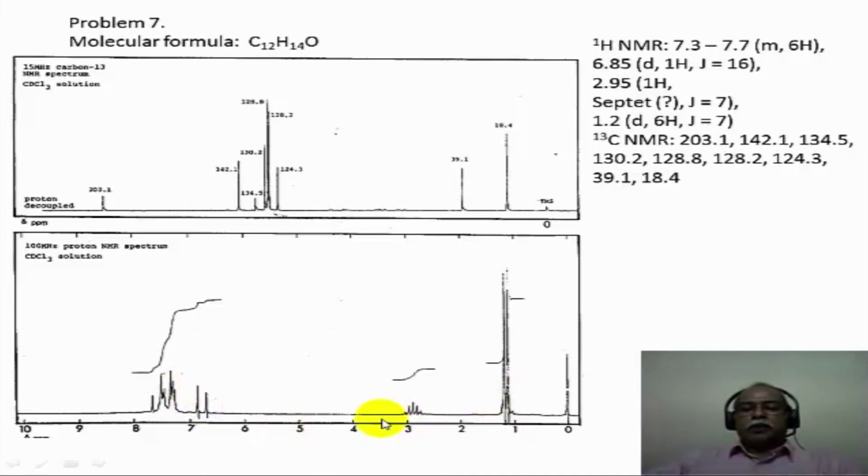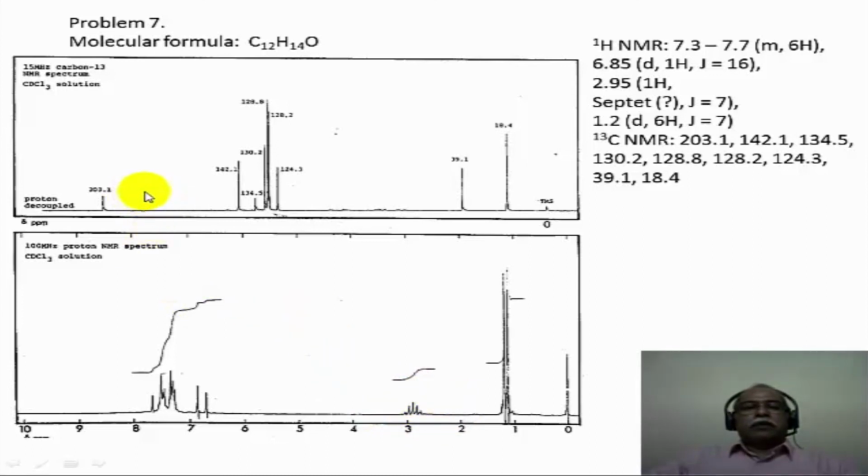Then you have an isopropyl group. Now if you look at the septet of the isopropyl group, this should have been connected to a carbonyl or directly to an aromatic functional group, because the chemical shift value of about 2.9 or so seemed to suggest that this corresponds to a COCH or an aromatic CH kind of a substitution pattern.